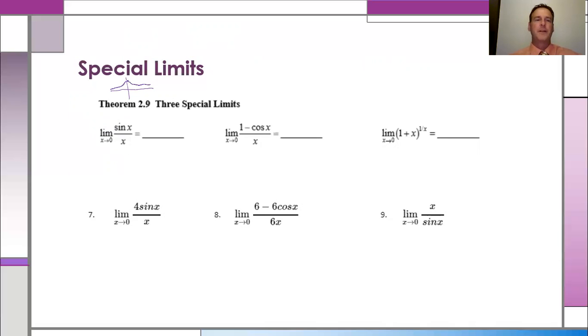What you'll find is, as x approaches 0 from the left and from the right, they both approach the same height, which is actually 1. You have to know that by rule, like pi r squared, those types of things. Similarly, 1 minus cosine x over x, as x approaches 0, is 0.